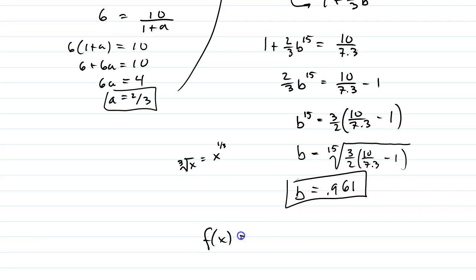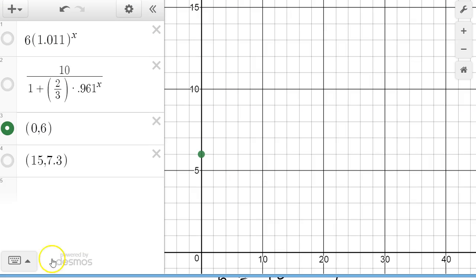Our model is going to be 10 divided by 1 plus 2/3, 0.961 to the x power. Okay, now let's graph these on Desmos and take a look at the differences. So I quickly put all this information in here, and I put in 0.6 here, representing that in the year 2000 we had 6 billion people. The first equation looks like this.